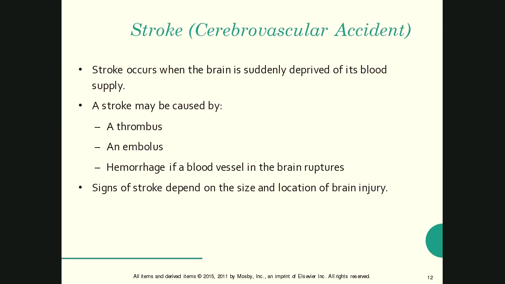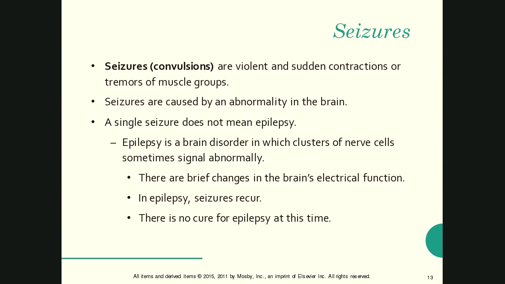Now let's go on to seizures. Seizures is another thing you might see in the facilities. Seizures, otherwise known as convulsions, are usually violent and sudden contractions and tremors of muscle groups. Not always. It depends on what type of seizure it is, but seizures are caused by an abnormality in the brain. A single seizure does not mean they have epilepsy. Seizures can be caused by different things.